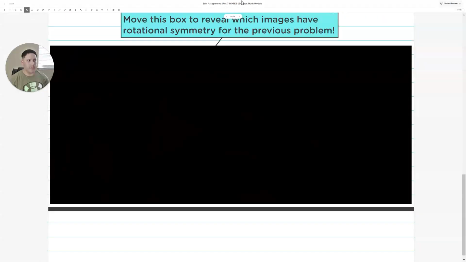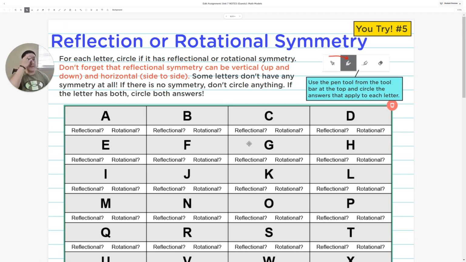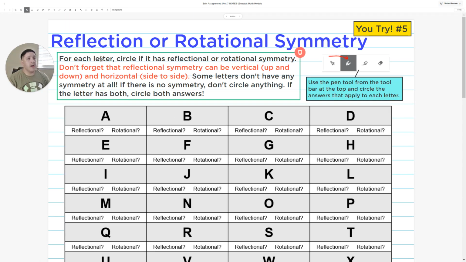That's it for You Try number 4. Last one, You Try number 5. For each letter, circle if it has reflectional or rotational symmetry. Don't forget that reflectional symmetry can be vertical and horizontal. Some letters don't have any symmetry at all. So if there is no symmetry, don't circle anything. If a letter has both, circle both answers. So I'll do a few with y'all so y'all can get the idea.